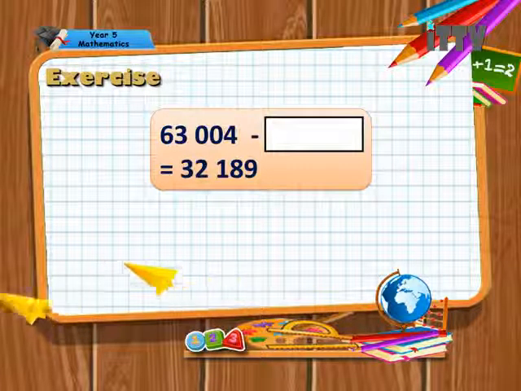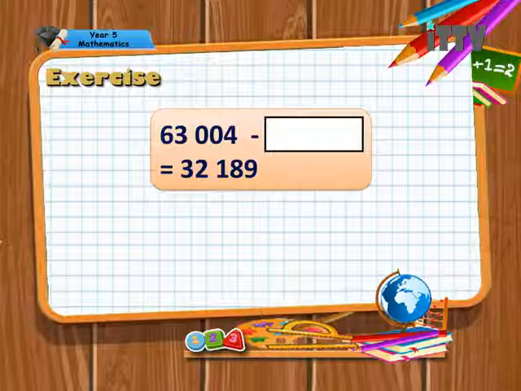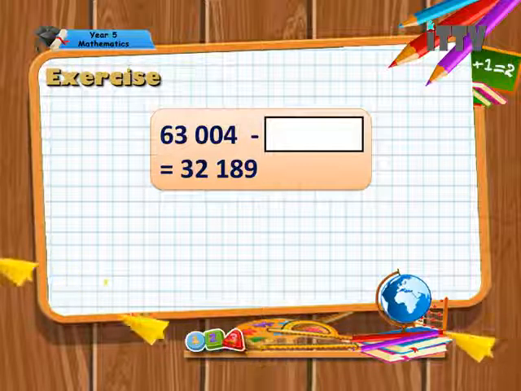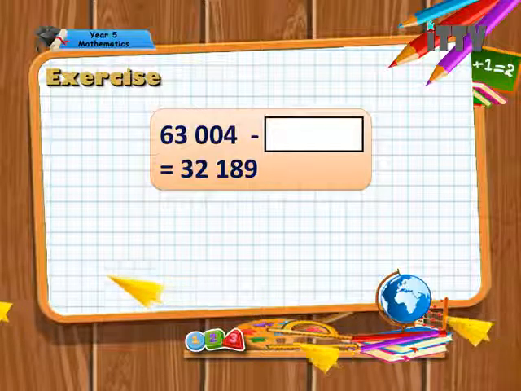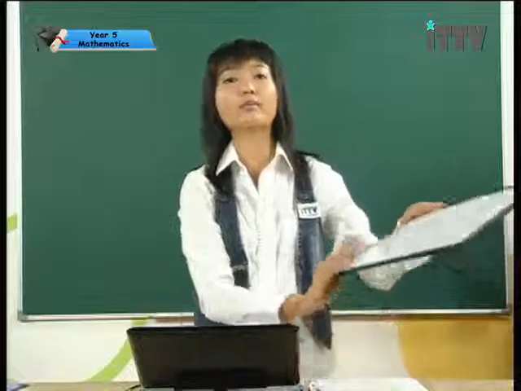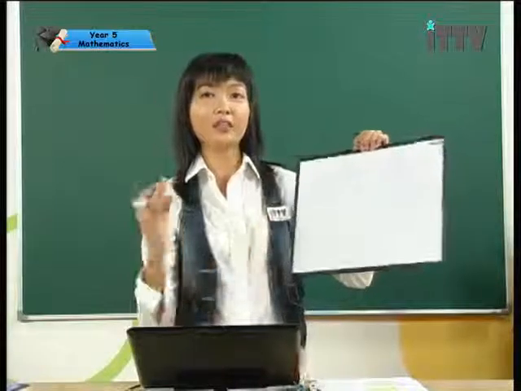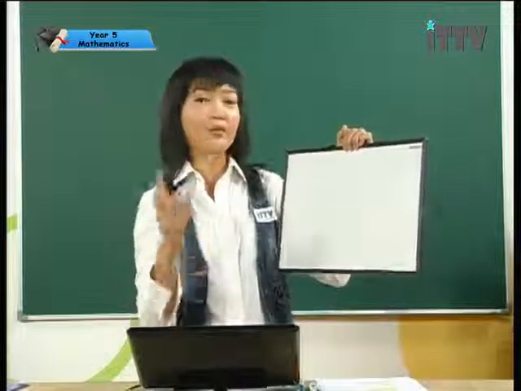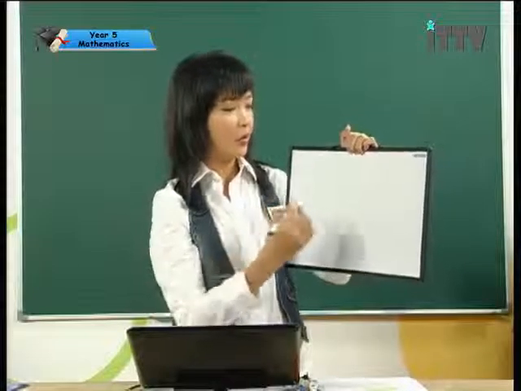63,004 minus blank equals 32,189. Find the missing number. What is in the blank? Now remember what I told you just now about subtraction being the inverse of addition? Okay, I'm going to write it once again on the board here.